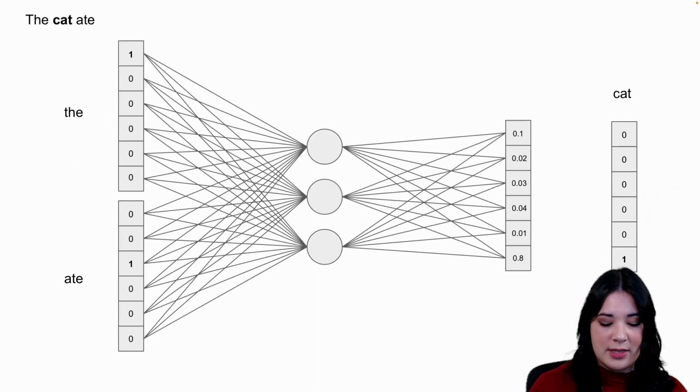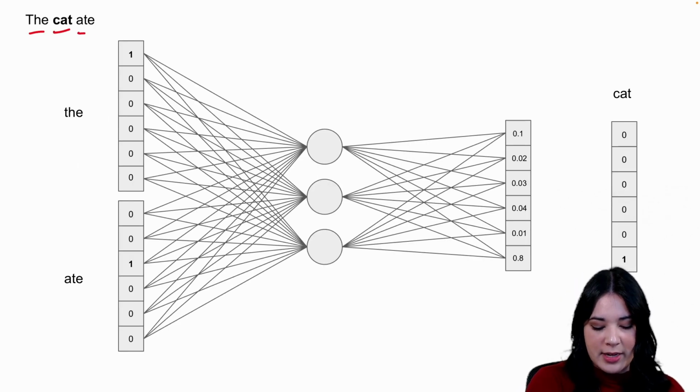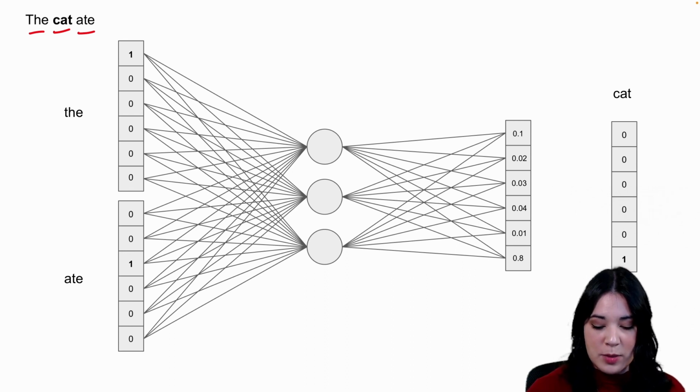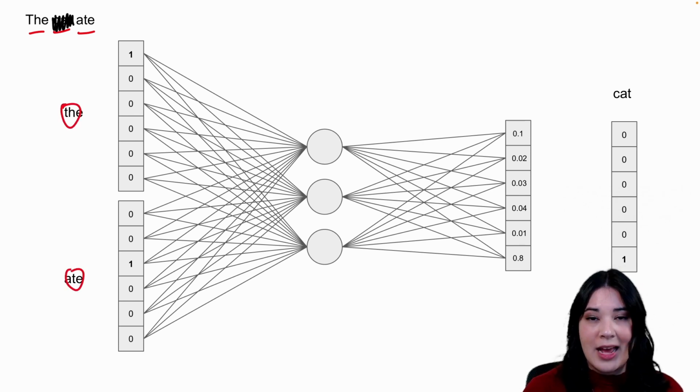Let's look at this sentence here. The cat ate. We can take this sentence and we can create a neural network that can predict what a word is based on the surrounding words. For instance, here, let's pretend that cat is the blank word. So we want to use the words the and ate as input and have our model learn to be able to predict the correct word, the blank word, cat.